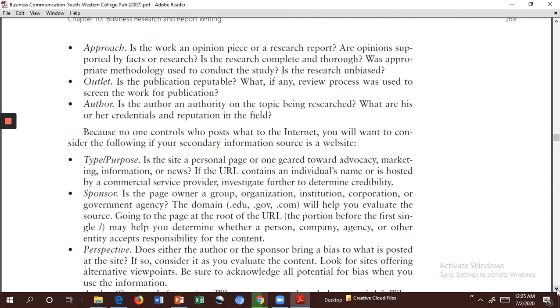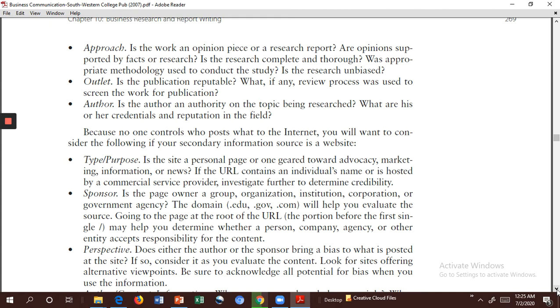So of course, is the research complete or thorough, or are there lacks and lots of criticism of that research? In that case, its authenticity, especially the accuracy of whatever the findings are, could be questioned. Accuracy of the findings could be questioned.